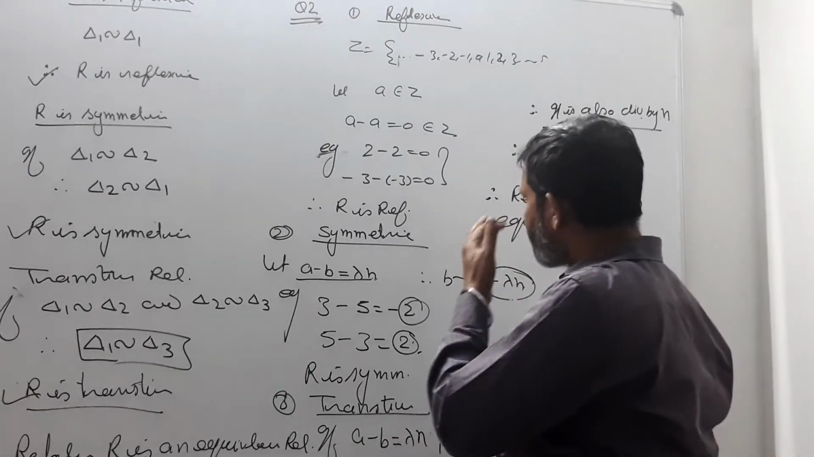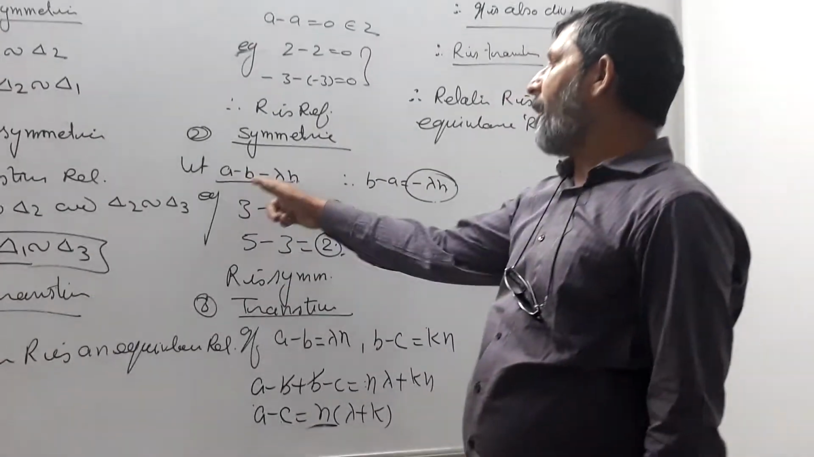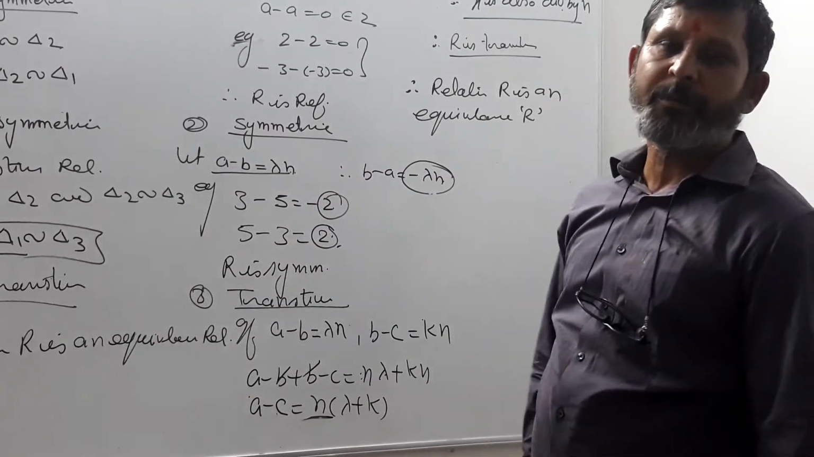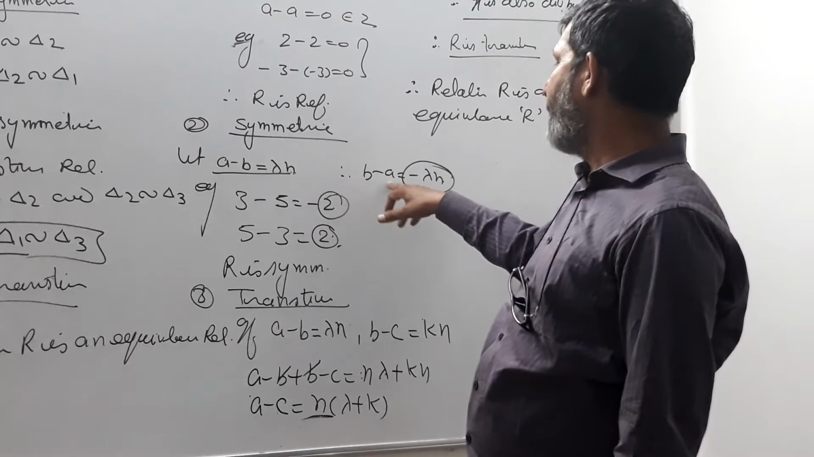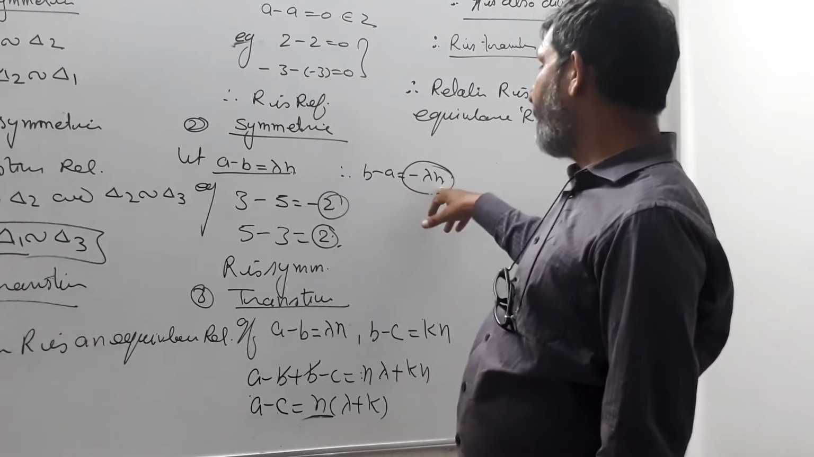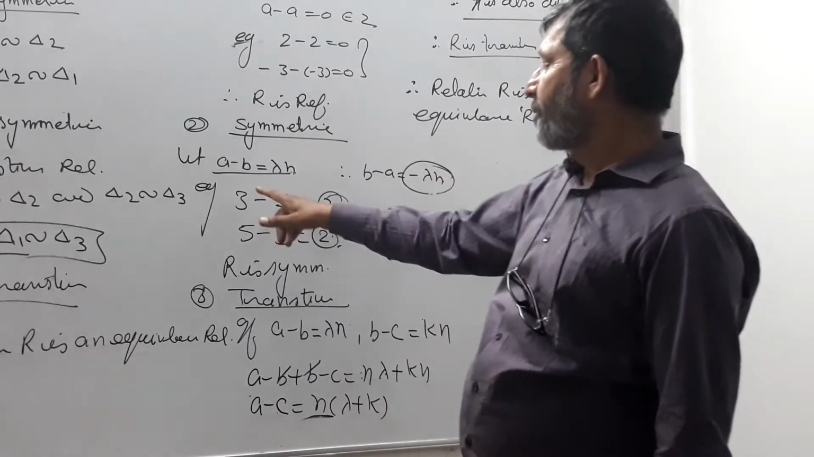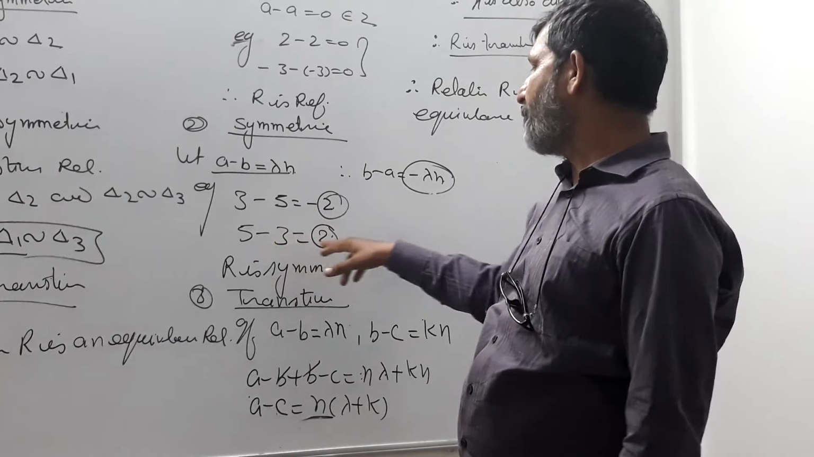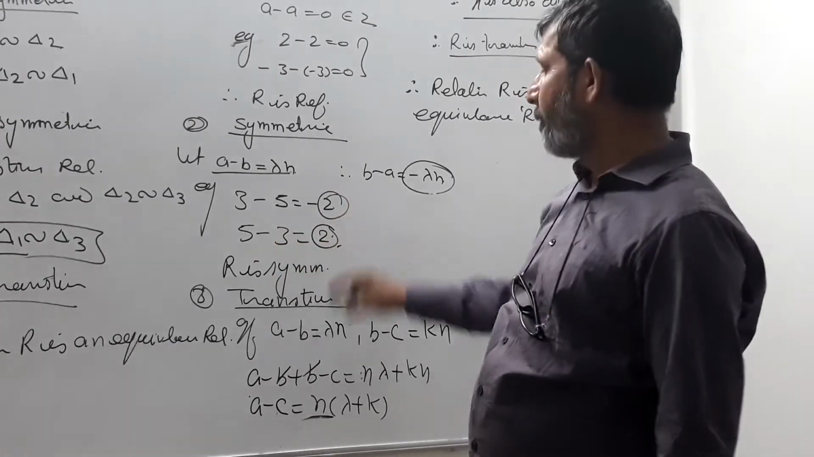For the symmetric, if a minus b is divisible by n, maybe 1 times n, 2 times n, lambda times n, then what about b minus a? Only the sign is changed, minus lambda times n, but it is also divisible by n. For example, if 3 minus 5 is minus 2, then 5 minus 3 is 2. Therefore, both are divisible by 2.